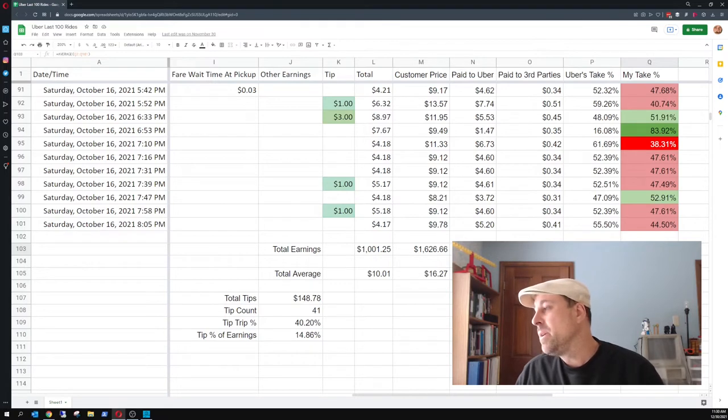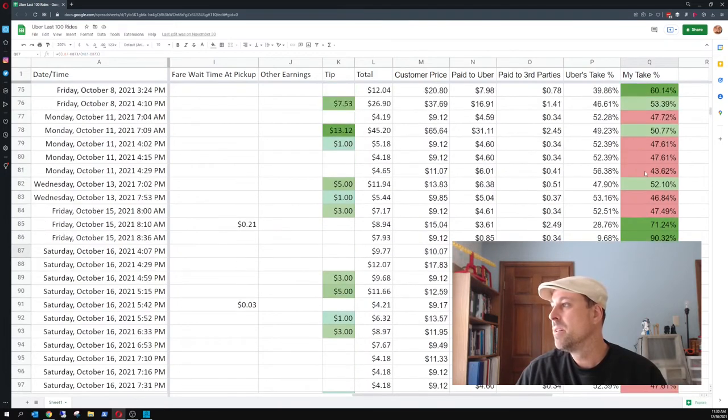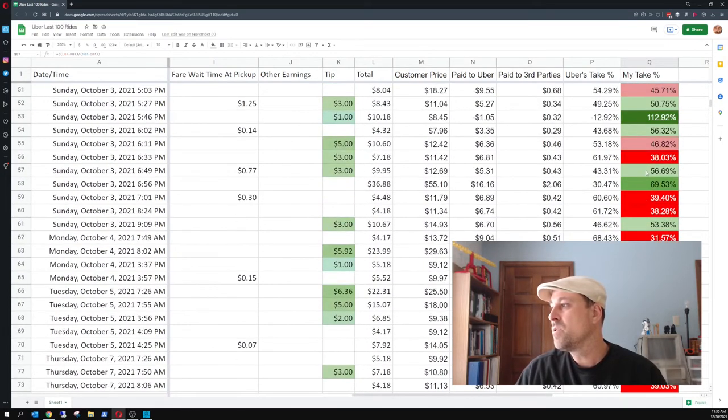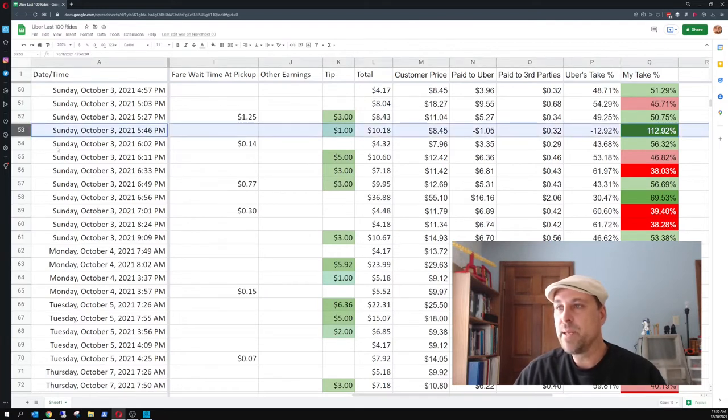Now, I did a little bit of analysis here. My highest take was 112%. There's 100.63% that I took. Where is that 112? Yeah, here's the 112. This is an interesting trip here.